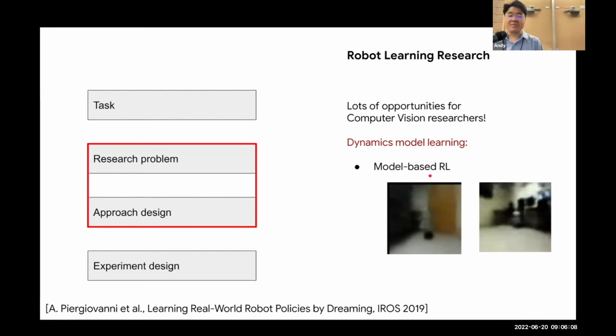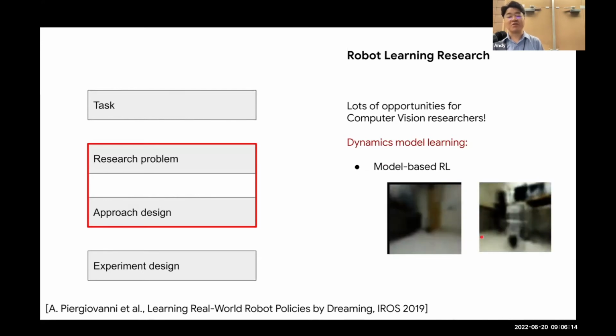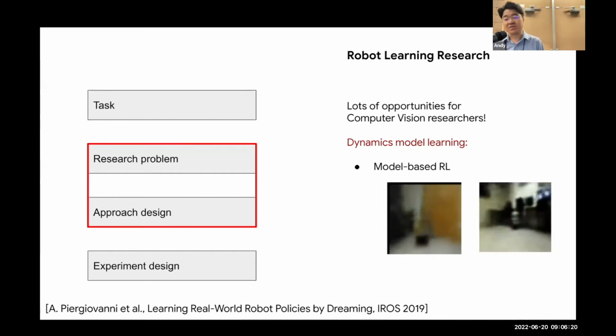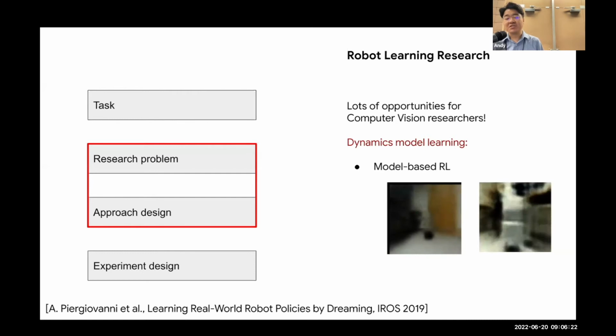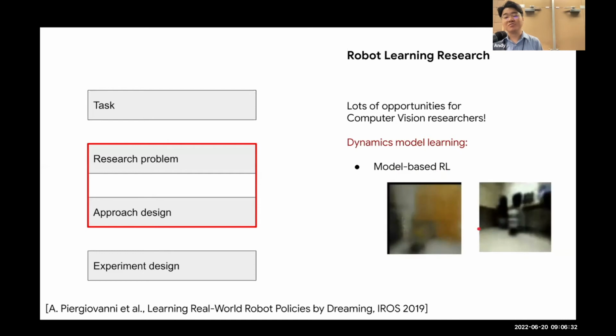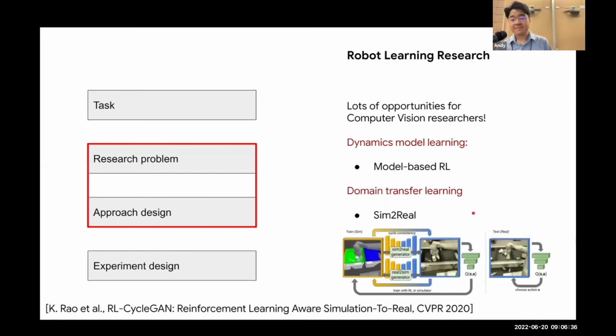Another example will be about learning dynamics models. If you are able to learn to hallucinate what the robot will look like, essentially learning a simulator using GANs, autoencoders, or different types of approaches, you can directly plug something like this in as the model in reinforcement learning, as model-based reinforcement learning. So learning of generative models also has a good opportunity to benefit action policy learning.